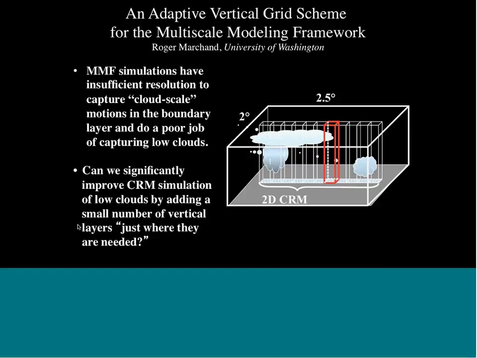All right. So I was going to talk today a little bit about some work I've been doing on trying to implement an adaptive vertical grid into the model.